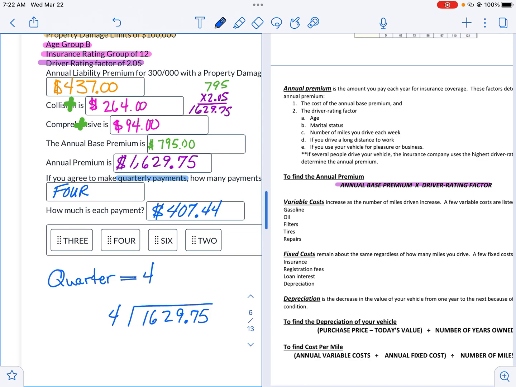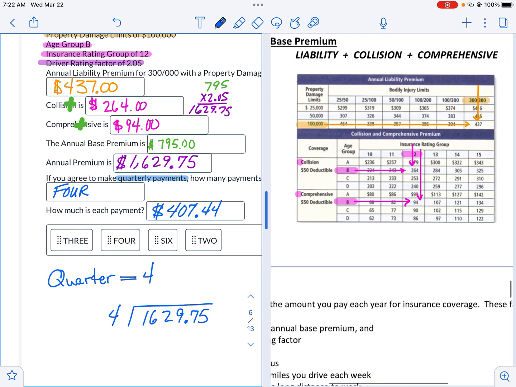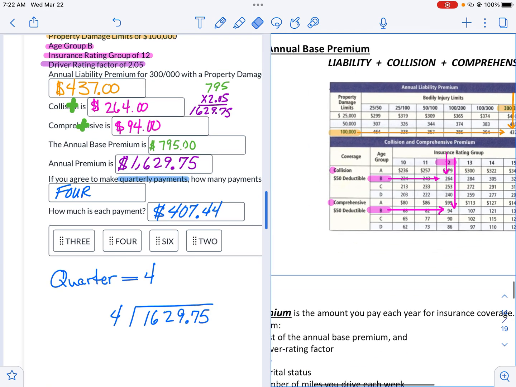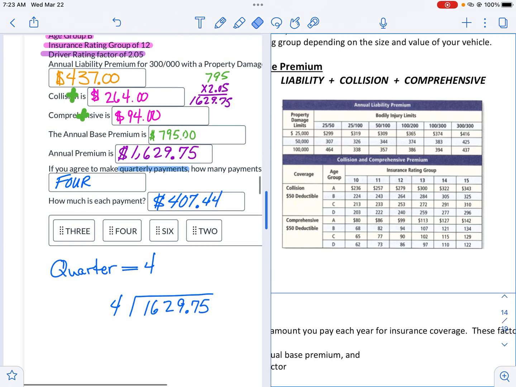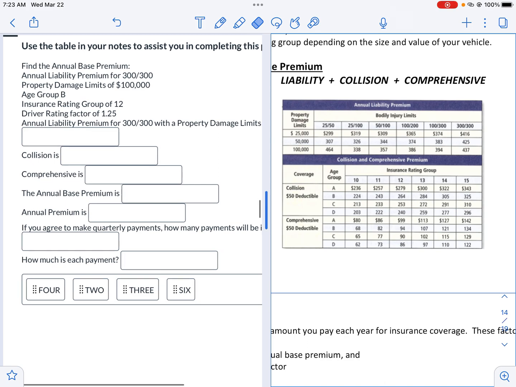So let's try another. We'll need this table. Let's erase this. All right, new question. Maybe same question, looks like. Oh, it's different a little bit.